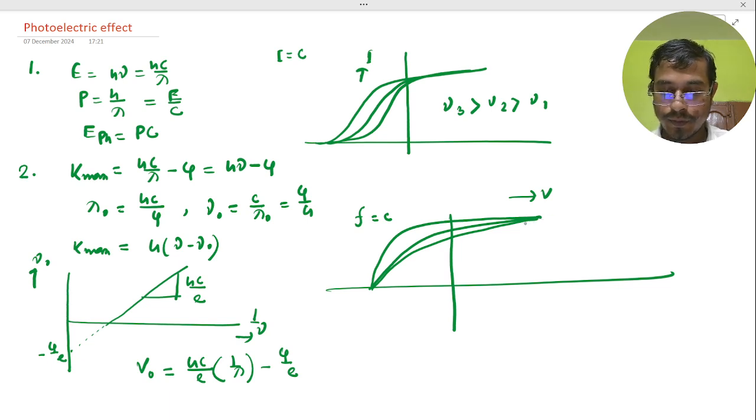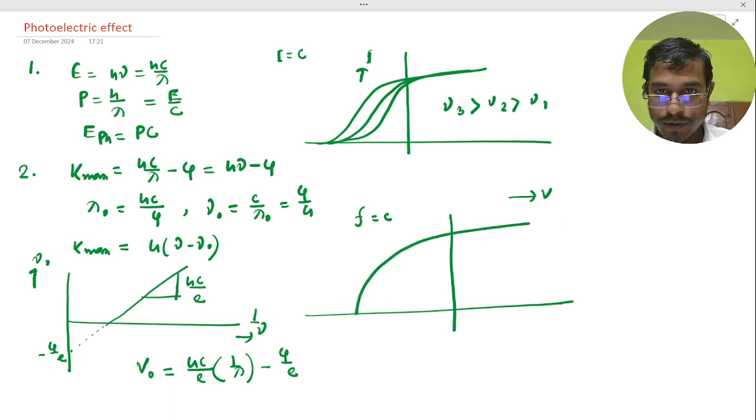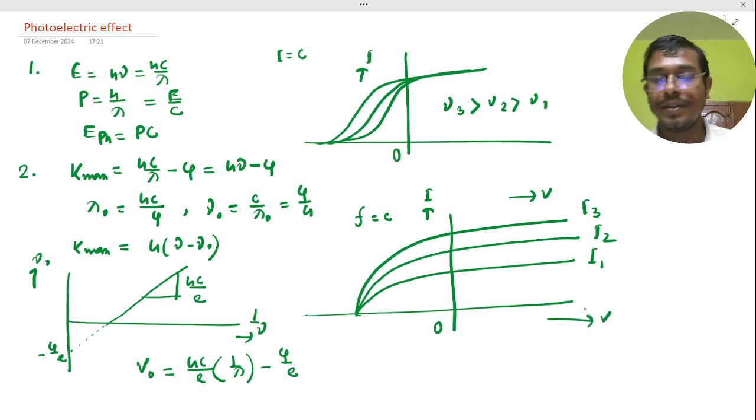For frequency constant it would look like this. This is the point that separates two regions. For constant frequency, this one is I1, I2 and I3, and this is the origin, I versus V. So basically here I3 is greater than I2, which is greater than I1.